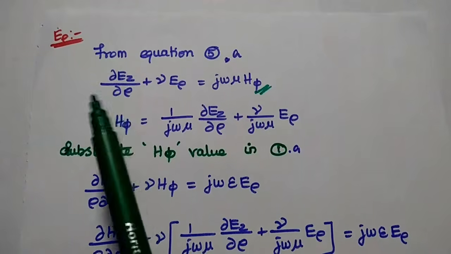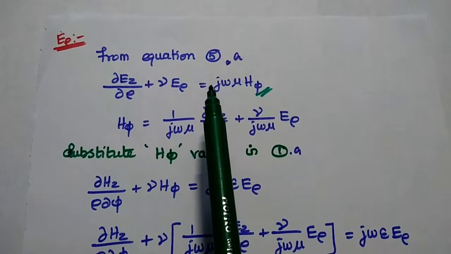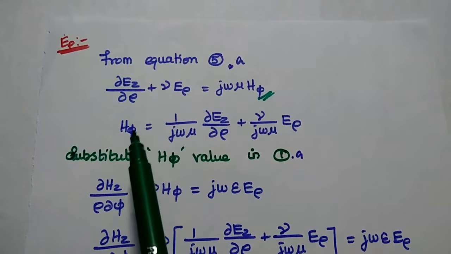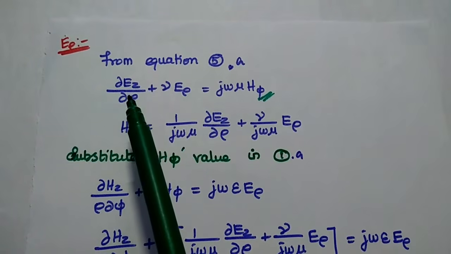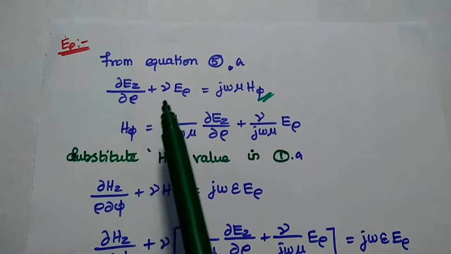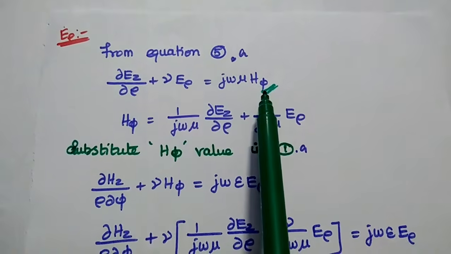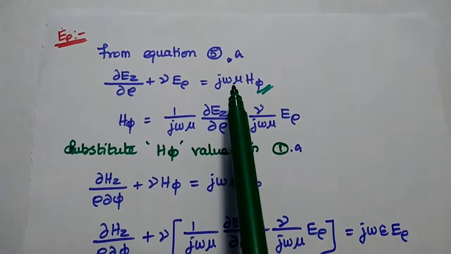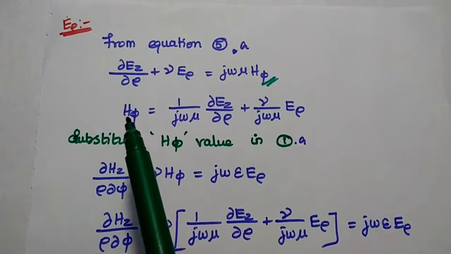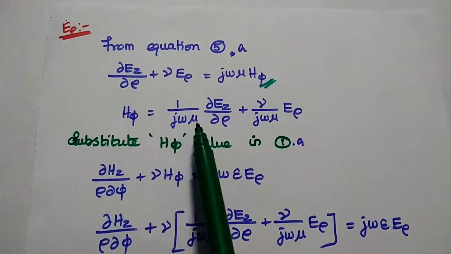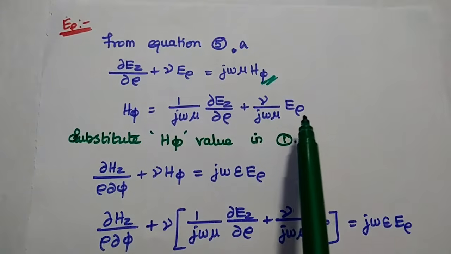Okay. Finally, we are going to derive the Eρ component. For that, we can consider the fifth equation. From the fifth equation, we can find out the value of this Hφ. Okay, what is the fifth equation? ∂Ez/∂ρ plus γEρ is equal to jωμ Hφ. So from this, we can get the value of Hφ by moving this jωμ to this side as 1/(jωμ). Then Hφ is equal to 1/(jωμ) ∂Ez/∂ρ plus γ/(jωμ) Eρ.